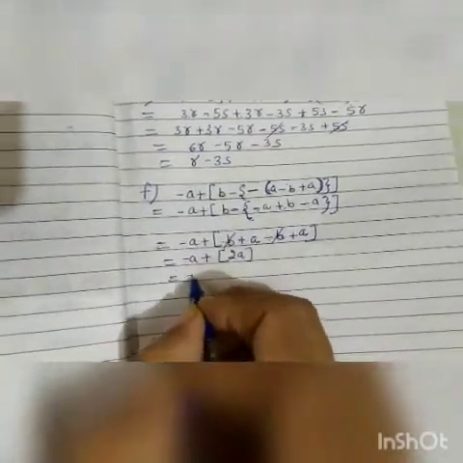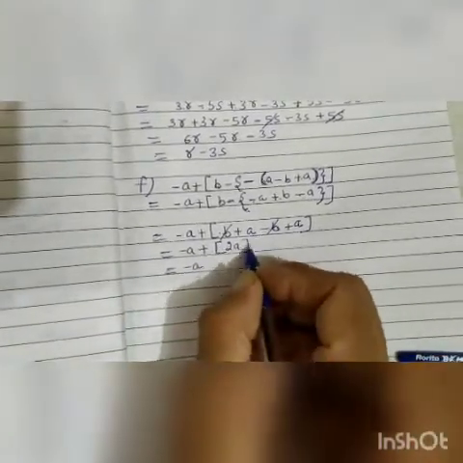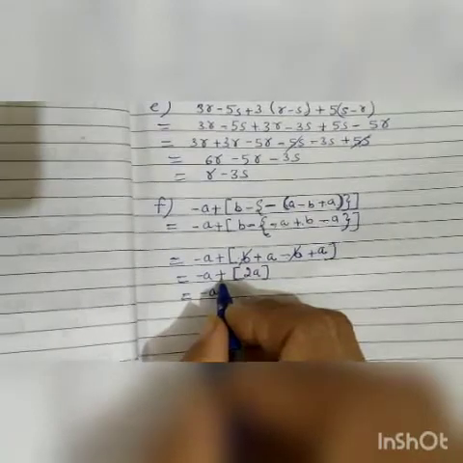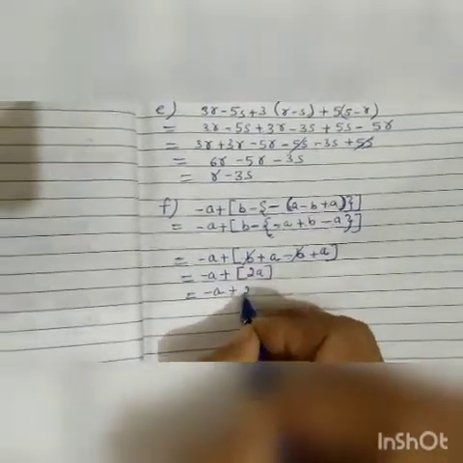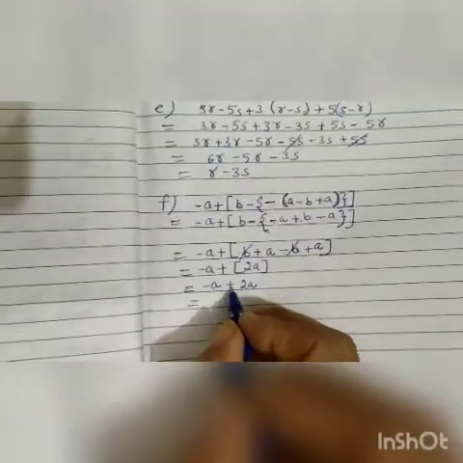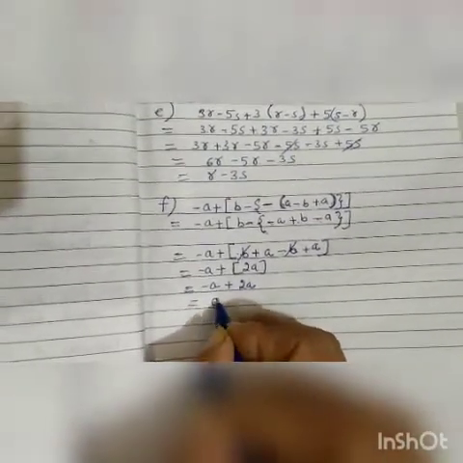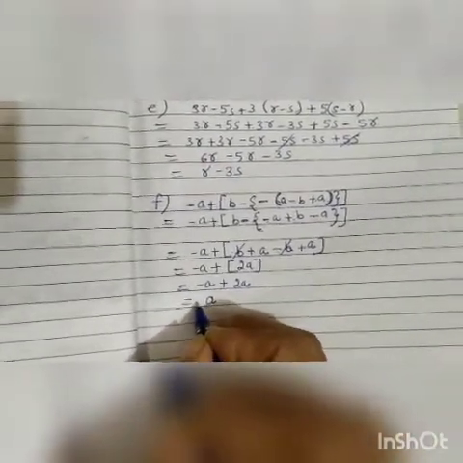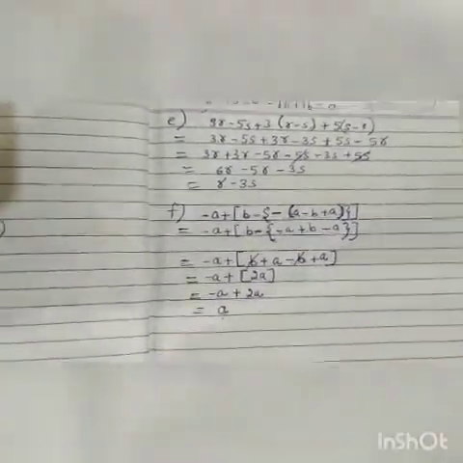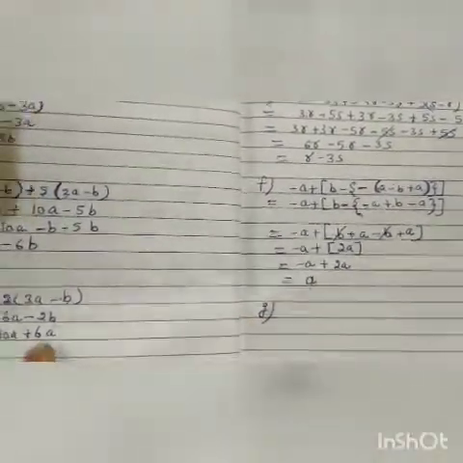Now this minus a, outside this rectangle bracket, this time there is a plus sign, not a minus sign. We will write it minus a plus 2a. Now simplify it, it is minus 1a, it is plus 2a. So 1a with positive sign is left. It means only a is left. This is the answer. Next, G part.